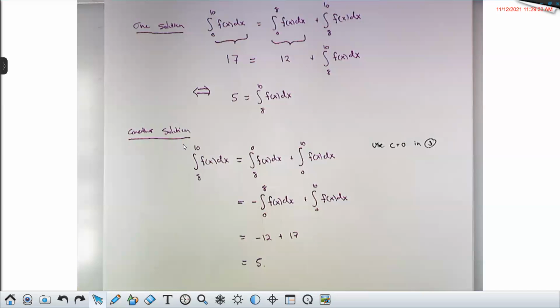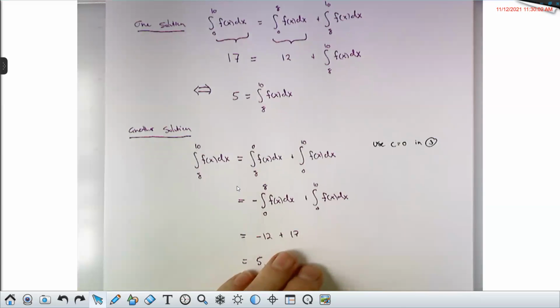On the other hand, if you want to just start by writing down the thing we're trying to find, you can get to the result by splitting it up at 0, even though 0 is not between 10 and 8. Pretty nifty, right? Slightly counterintuitive, but it works. Okay. The last thing we need to talk about in this section.